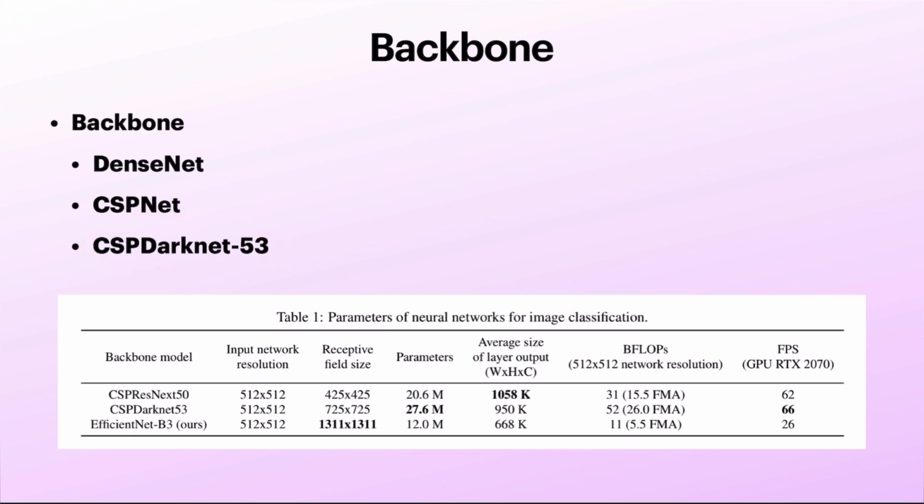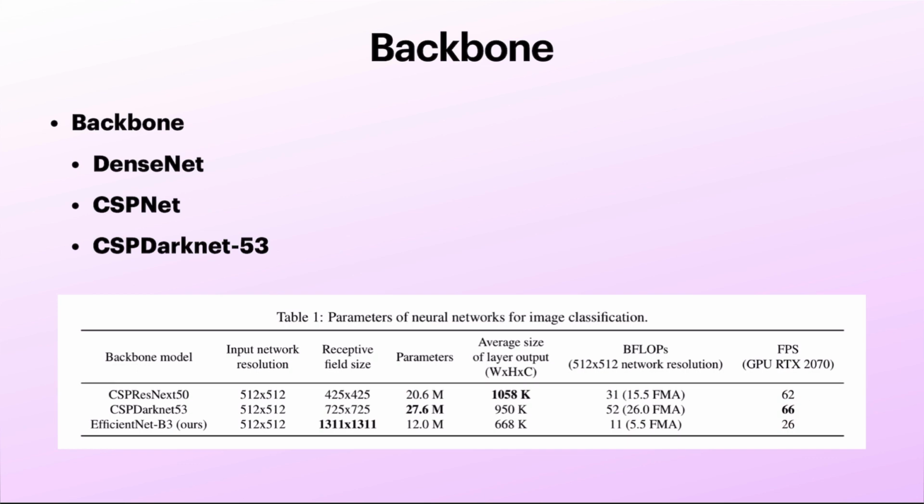If you see the table here, CSP DarkNet53 has a good number of parameters, like 27 million, and the FPS is 66. So it is very good FPS. If you compare with ResNeXt 50 or EfficientNet, right? ResNeXt 50 has 20 million parameters, but the FPS is 62. And EfficientNet B3 has 12 million parameters, but only 26 FPS. Even though CSP DarkNet is a bigger network because it has more parameters, the FPS is high. That is one of the reasons CSP DarkNet is chosen.